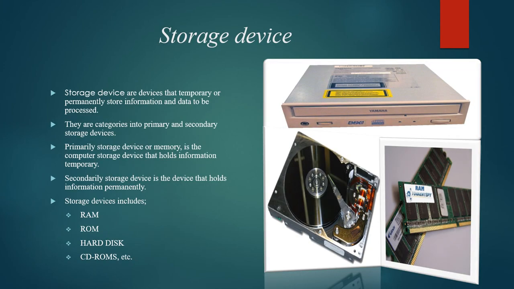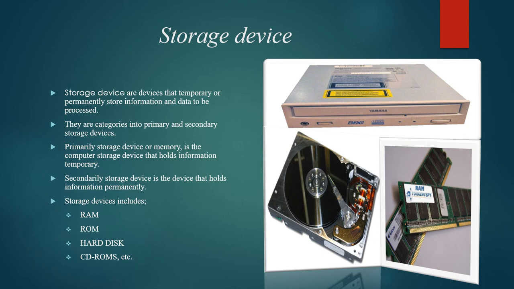So we are going to talk about storage devices. What is a storage device? Storage devices are devices that temporarily or permanently store information and data to be processed. For example, RAM is a storage device because it holds information temporarily that will be needed by the computer. A hard disk is a secondary device because it stores information permanently so that we can have it in case of future access.